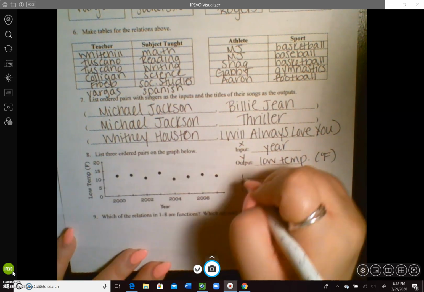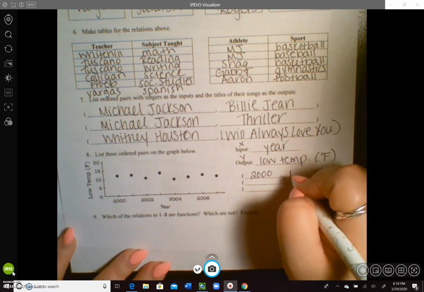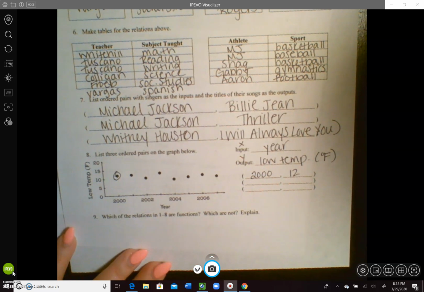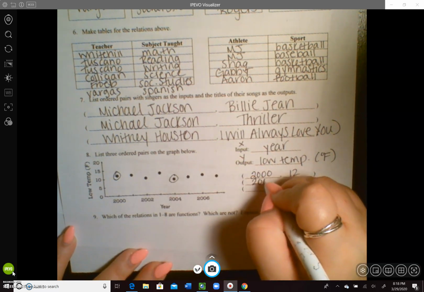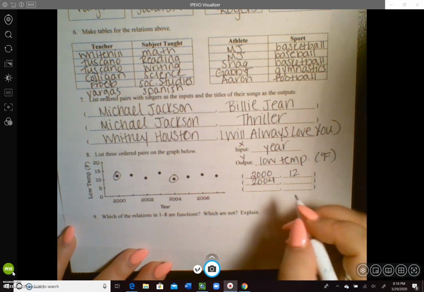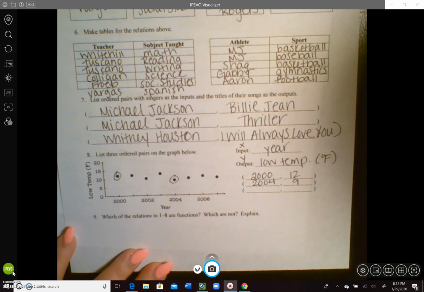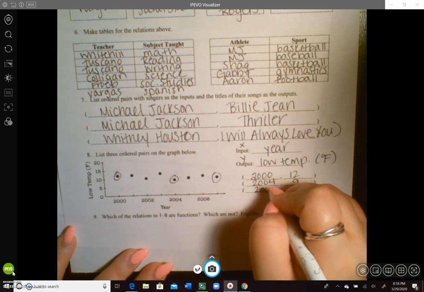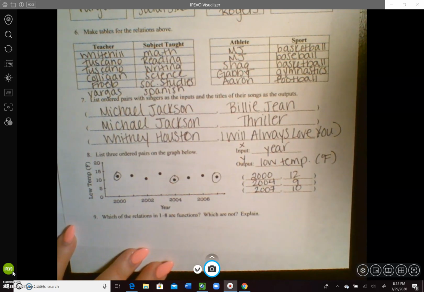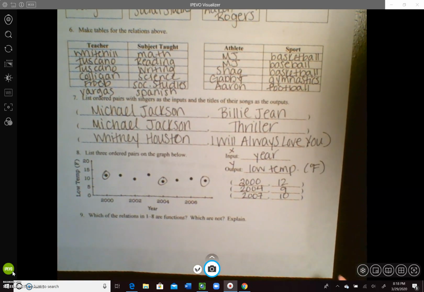Okay? Some input-output ordered pairs. I'm going to put 2000, 12. We can see that point right here. Another one, let's say 2004, 9. It's a little bit below the 10 mark. I know it's kind of hard to see on this camera. It's not the highest quality. And then let's say 2007, 10. Okay. Cool. Those are our different versions of the ways to display a relation.